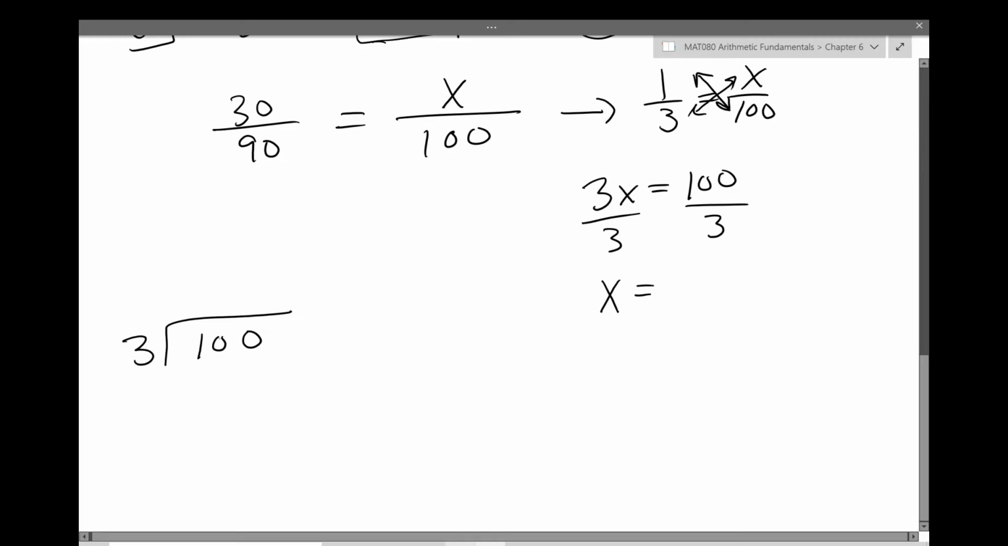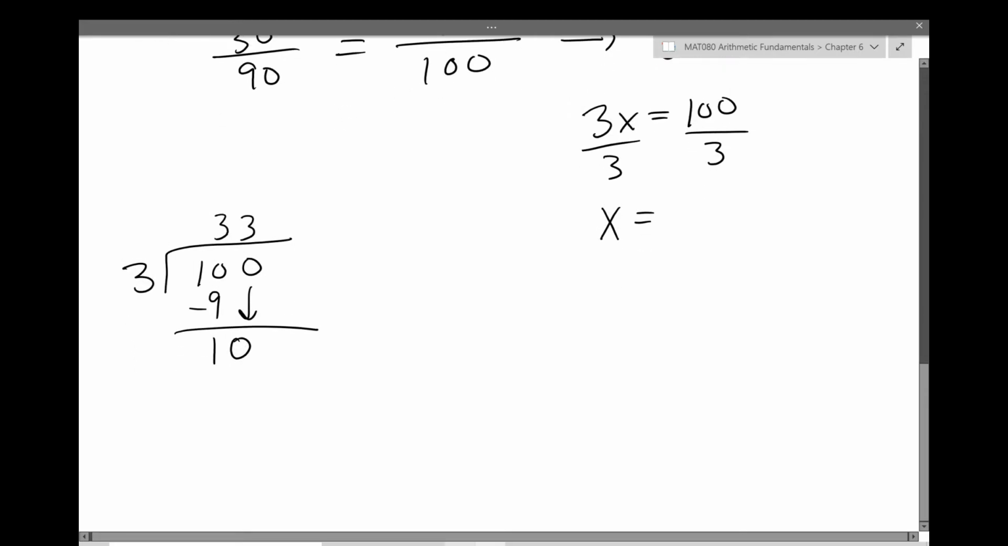So 3 goes into 1. It doesn't. 3 goes into 10 3 times. So that's going to be a 9. Drop down. 3 goes into 10 3 times. Okay. That's going to be a 9. Drop down. And I'm going to stop right here. Here's my whole number.